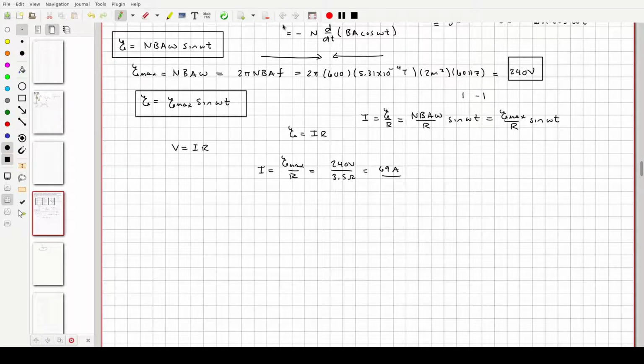You probably wouldn't be able to let go. And that's because as the current moves back and forth 60 times a second, it tells your muscles to contract 60 times a second. So you freeze.